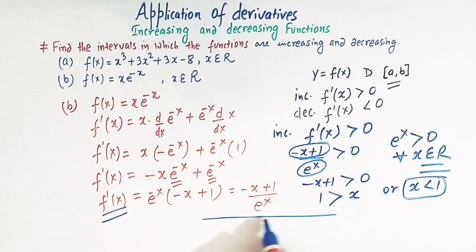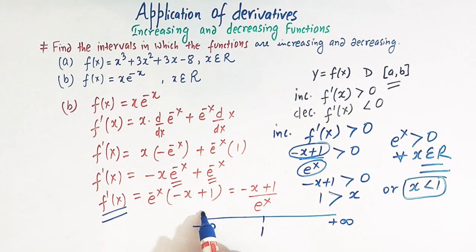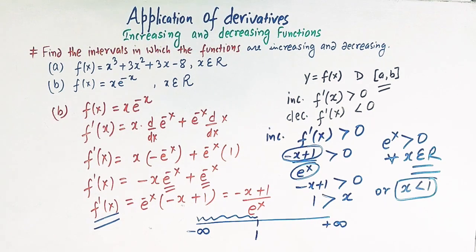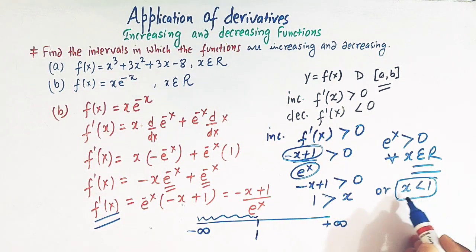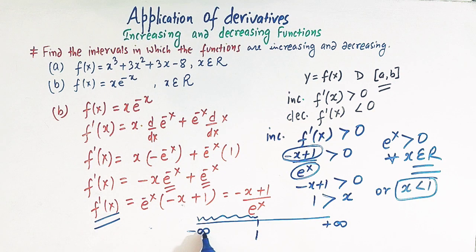So if we draw the real number line here, we have minus infinity here, plus infinity here, and here we have the point 1, right? So for x less than 1, that is this portion, the function is increasing, right? So the function is increasing for x less than 1, so this is the interval from minus infinity to 1. The function is increasing, right?